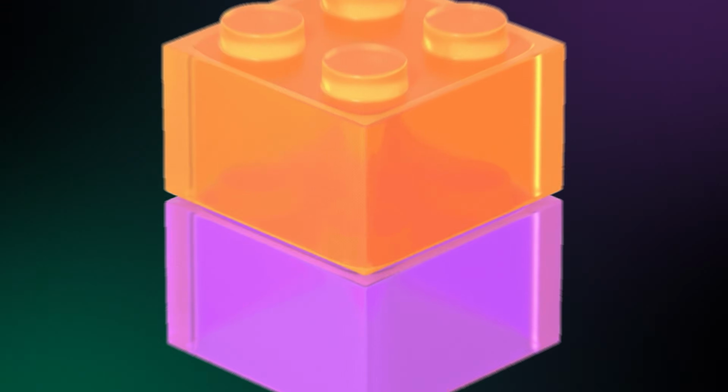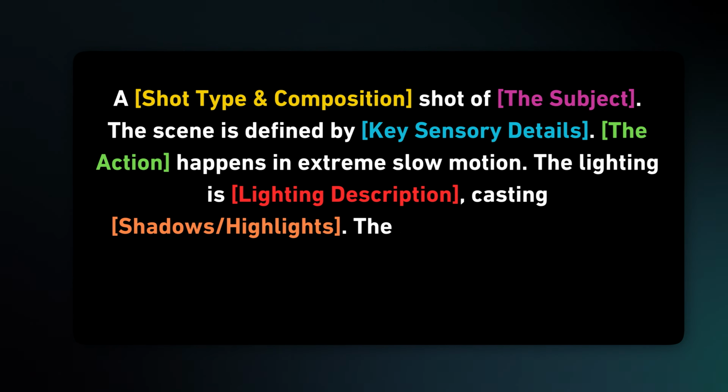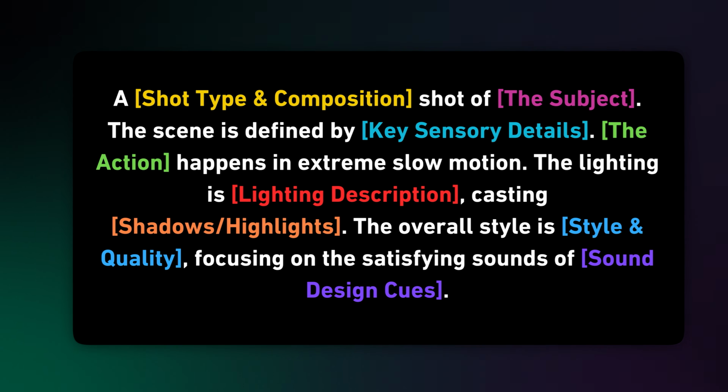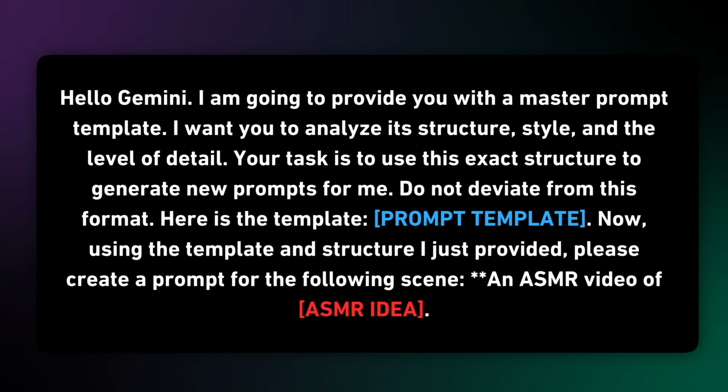I call this the template method. It's a simple 2-step process that guarantees a great result every time. First, we give the AI our master template. Then, we give it our specific scene idea and ask it to use that template structure.